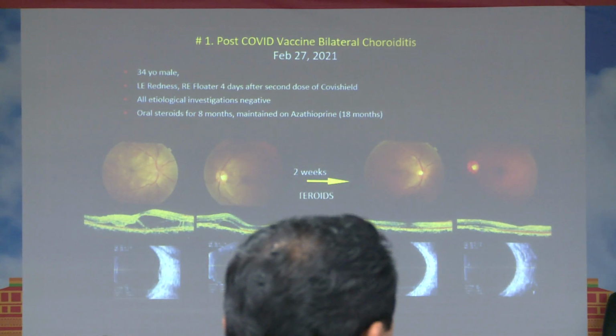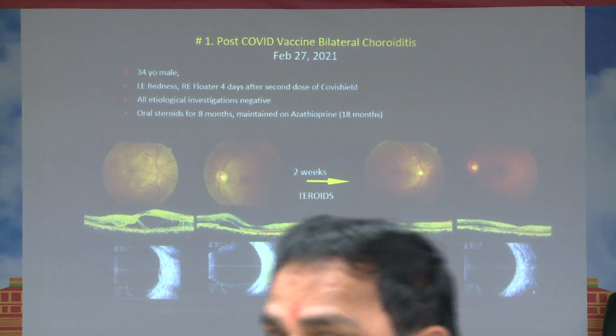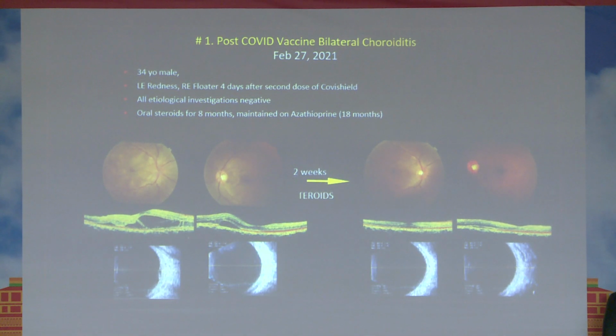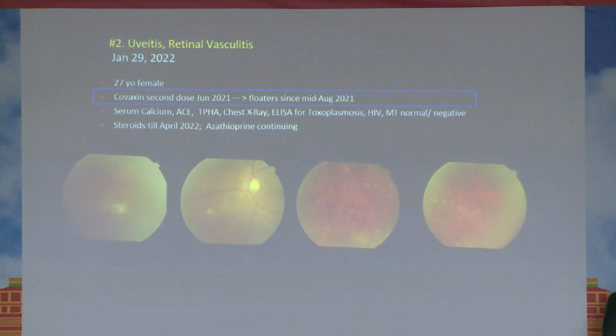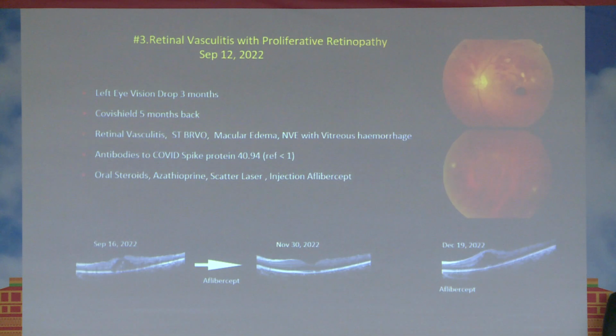So this was the first case we saw of a multifocal bilateral choroiditis in an ENT surgeon. Post-vaccine, within 3 or 4 days, he started developing ocular symptoms. And he resolved with steroids and azathioprine, long-term Azoran. Then this was again a young lady coming within 6 weeks of the vaccine with floaters, retinal vasculitis. Again, she's on long-term azathioprine, and she has resolved.